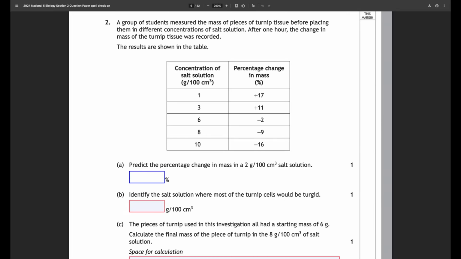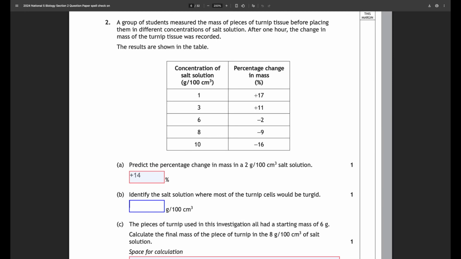Now, for this one, what we have to do is we need to look at the table and we can see that for a concentration of 1 and a concentration of 3, we know the percentage change in mass. So for a concentration of 2, we're going to go halfway between, because 2 is halfway between 1 and 3. For the percentage change, we're going to go halfway between 11 and 17, which is going to be 14. Because the change in mass can either be positive or negative, we would have to put a plus before the 14 there. So any value between 11 and 17 would be accepted by the SQA, but I'm going for 14 because it's right in the middle there.